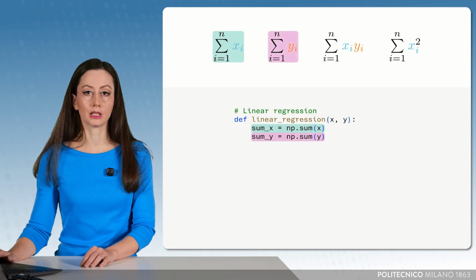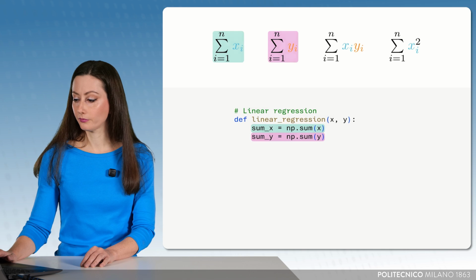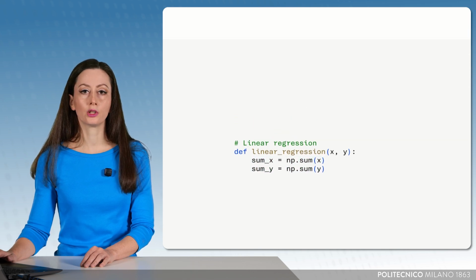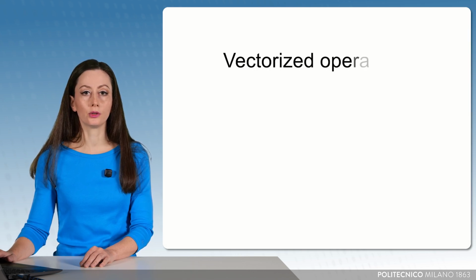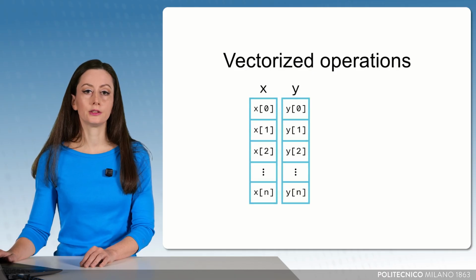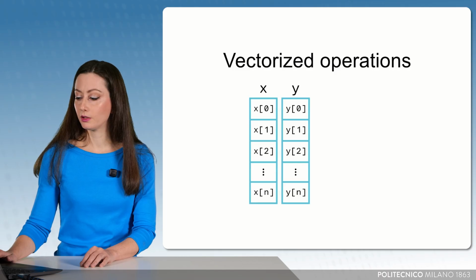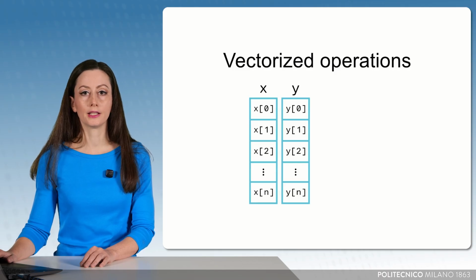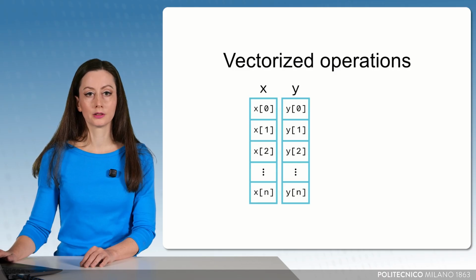Similarly, np.sum of y calculates the sum of all the y's. To compute the last two terms instead, we need to introduce a new powerful concept in Python, vectorized operations. Let's consider the arrays x and y containing the elements xi, yi respectively.